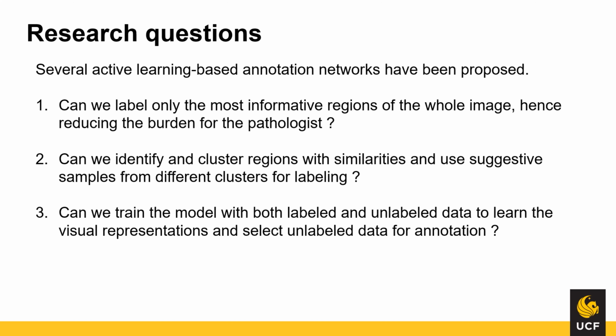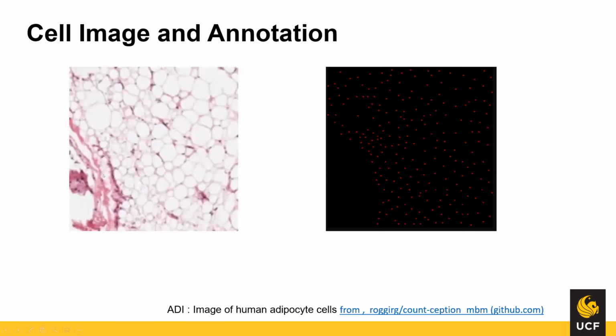Before I move on, I thought I'll give you an example of an annotated cell image. On the left is a human adipocyte cell image. It's from one of the data sets that is used by this paper for counting. On the left, it's a cell image, and on the right is what the annotated image looks like that this paper uses for training.